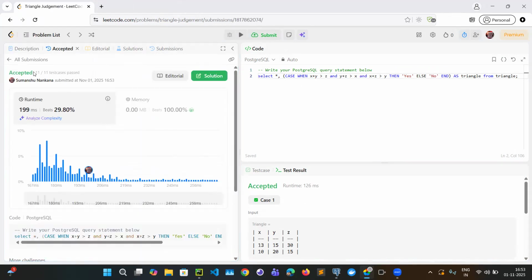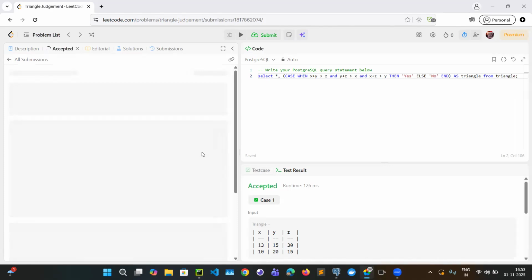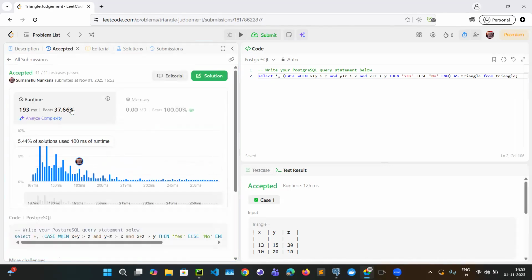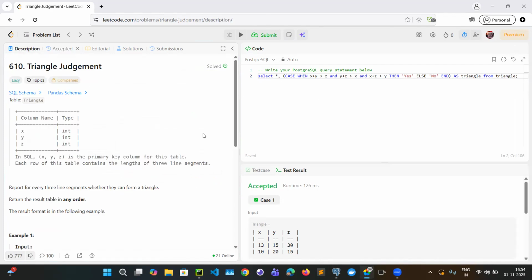All the 11 test cases have been passed. Don't go by this percentage, because right now it's 29.80. If I submit the same solution again, maybe it will be less or maybe more. It depends upon the server sometimes, right? So it's totally fine, but the solution is correct.